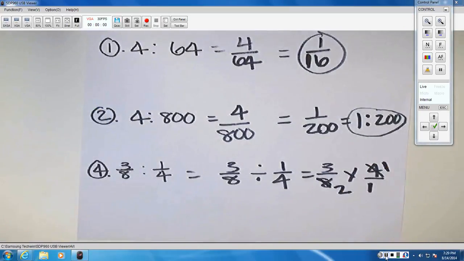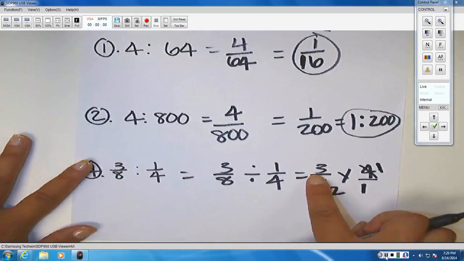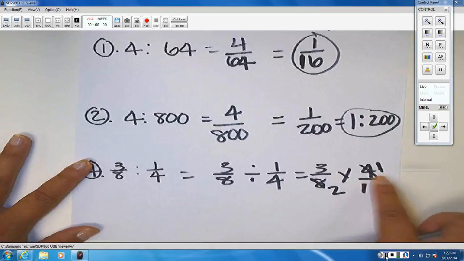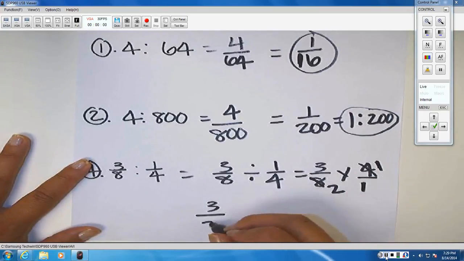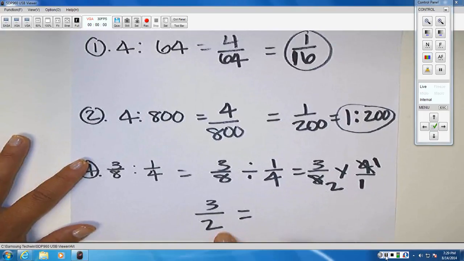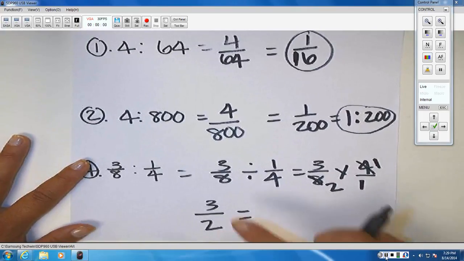And now I'm just going to do my multiplication. So 3 times 1 is 3. 2 times 1 is 2. And that's my simple fraction that I'm now going to turn into my ratio.